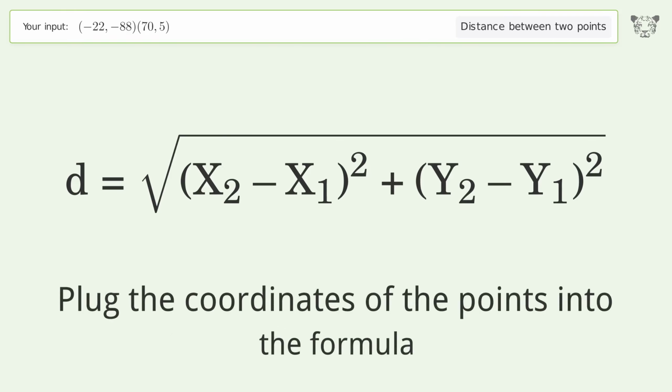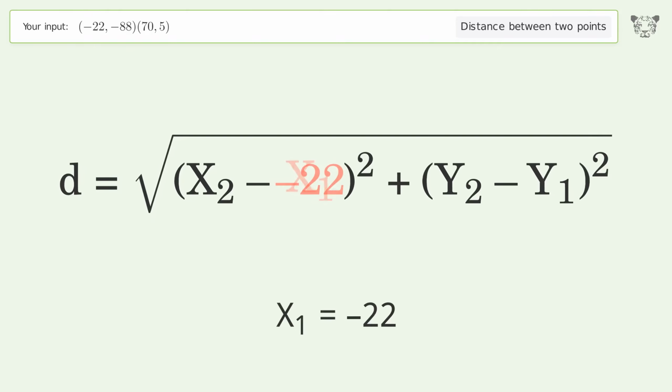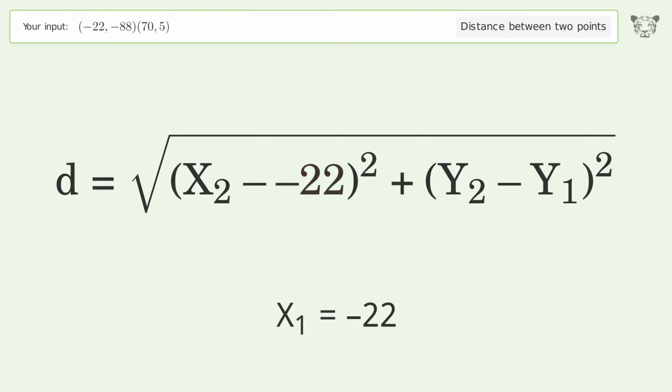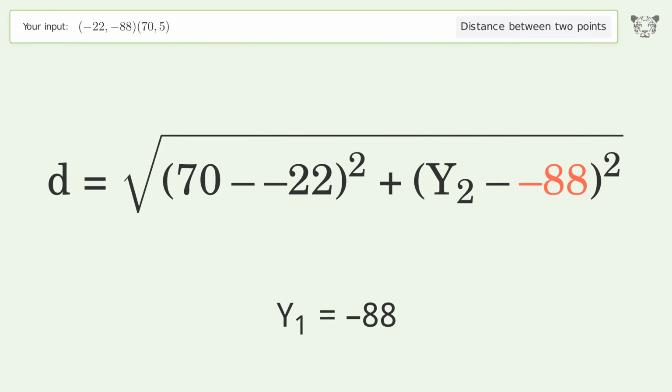Plug the coordinates of the points into the formula. x1 equals -22. x2 equals 70. y1 equals -88. y2 equals 5.